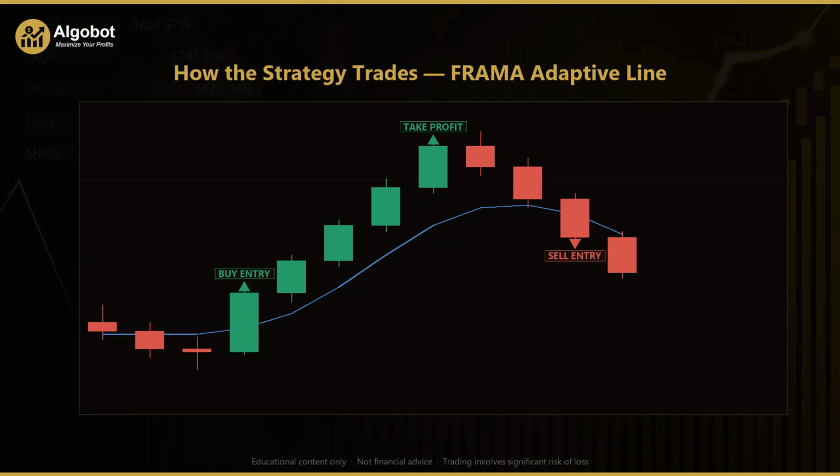Now the character of the market changes. Around the 8th and 9th candles, price stalls at the top and begins to roll over, and you can see the adaptive line curl and start tilting down. On the 10th candle, price closes back below FRAMA, the mirror image of our entry. The previous close was above the line. This close is below it.